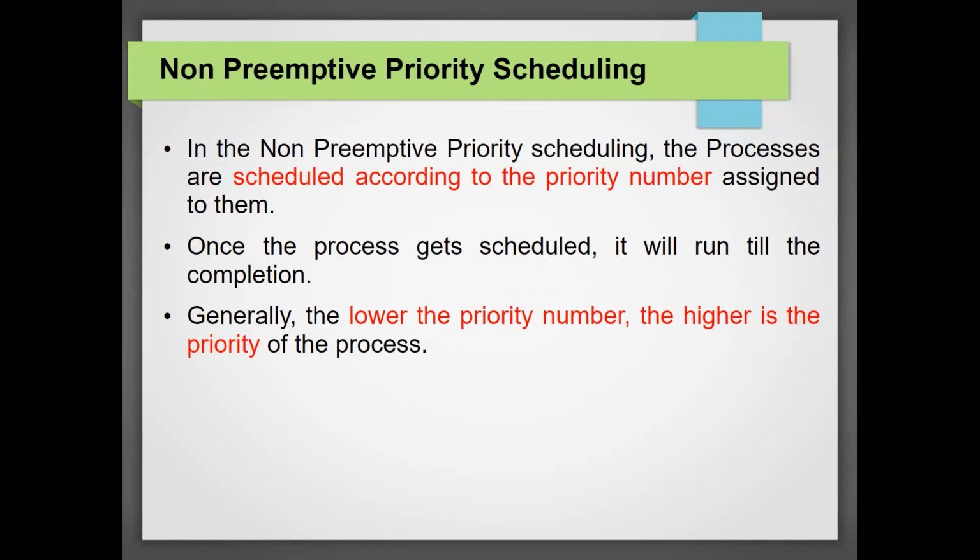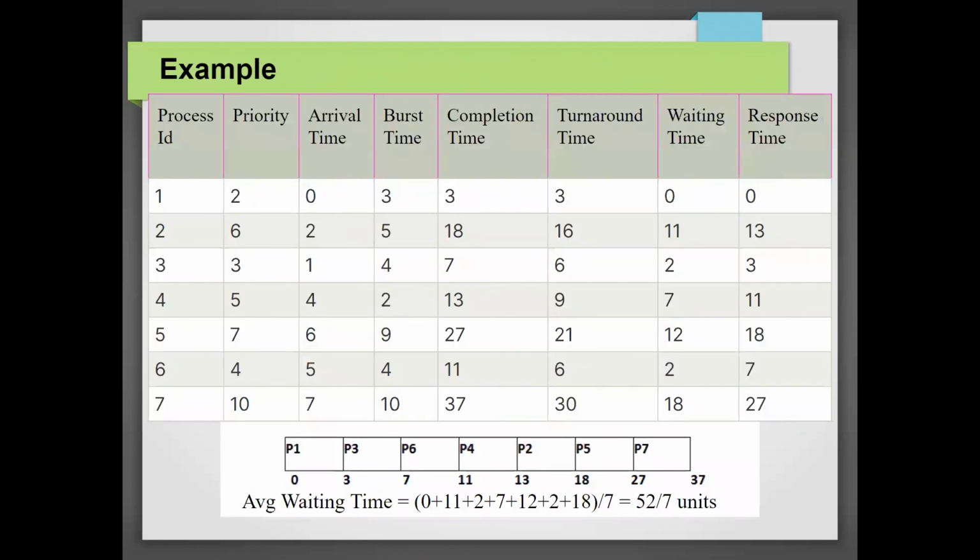So I have given an example for this algorithm also. When we look into this table, I have one more column called priority. Each process will have its own priority. For example, here P1 has the priority of 2, P3 has the priority of 3, P4 has the priority of 5. So among these processes, which one has the highest priority? The process P1 has the highest priority because it has the lowest number, and the process P7 has the lowest priority because the highest value here is 10.